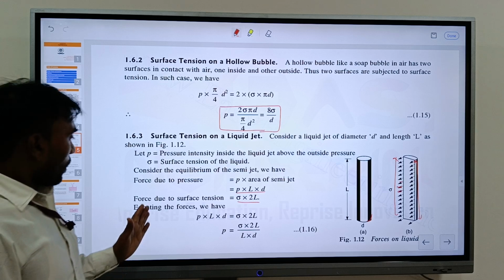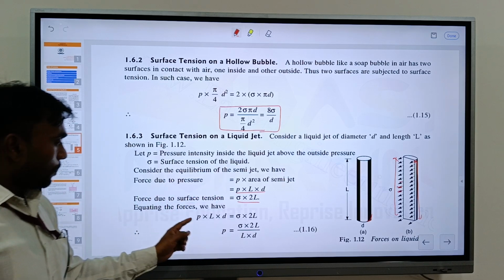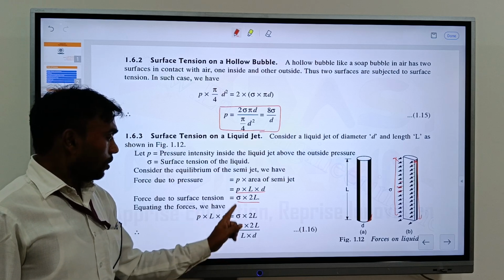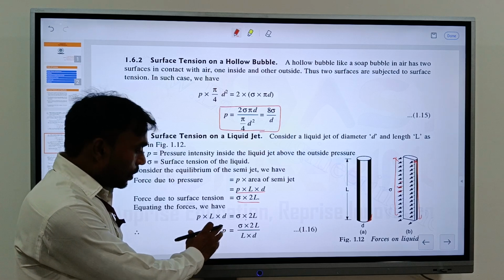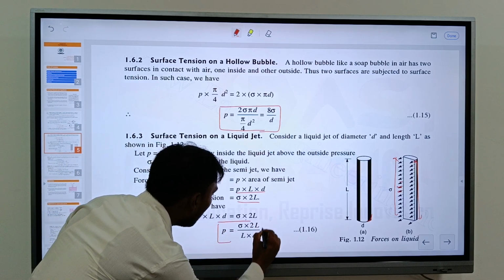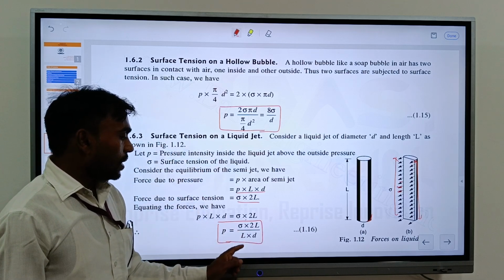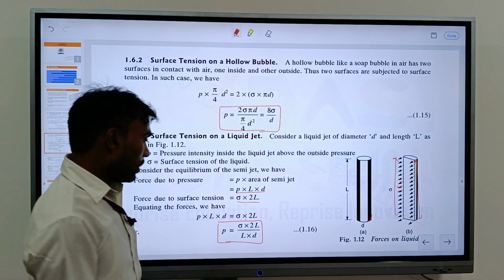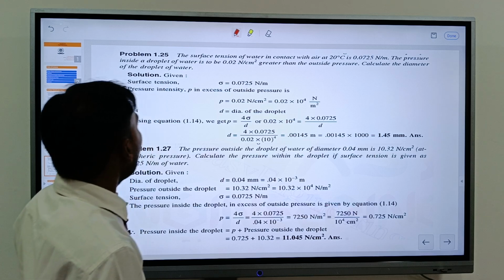Now if we equate these two forces, then we write P into L into D equal to sigma into 2L. Now if you further simplify it, then P will be equal to sigma into 2 times L divided by L into small d. Further, L can be cancelled out.